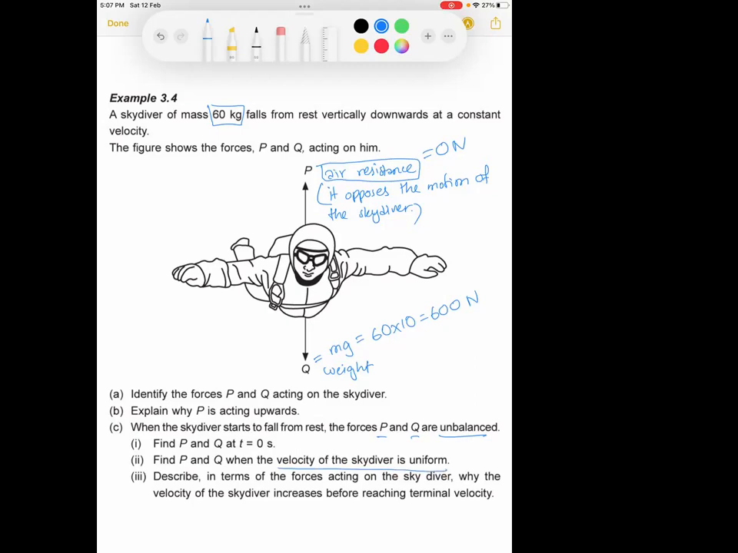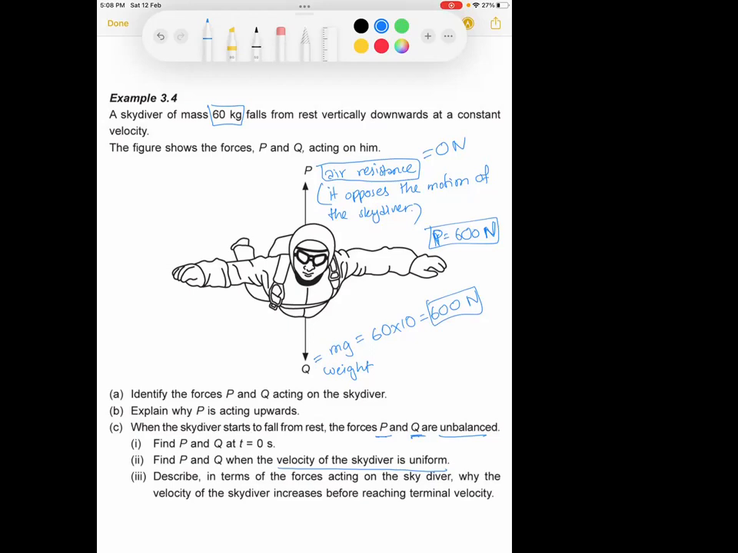So now the skydiver has reached the terminal velocity. That means the acceleration is 0. Now P and Q are balanced. They're the same. So P is right now 600 Newton. Both P and Q are equal and the resultant force is 0. Q will stay the same throughout. P, which is air resistance, will keep changing.